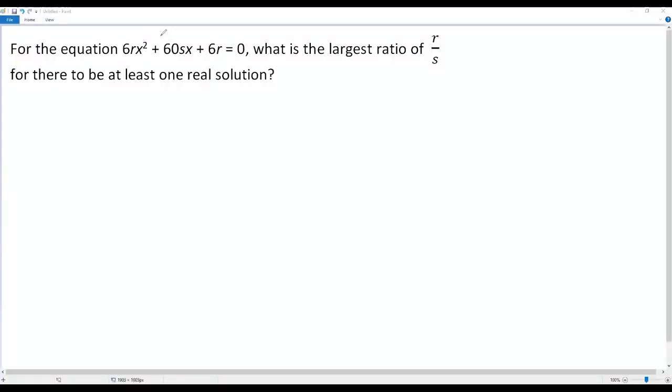Here we have a SAT math problem. Okay, let's go to the question. For the equation 6r x squared + 60sx + 6r = 0, what is the largest ratio of r over s for there to be at least one real solution?